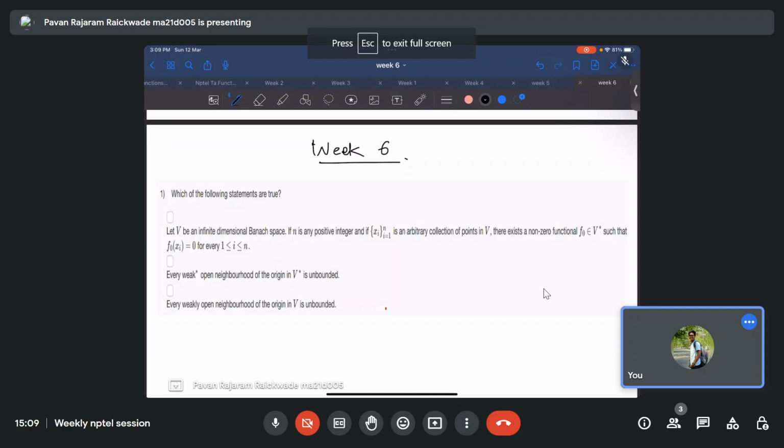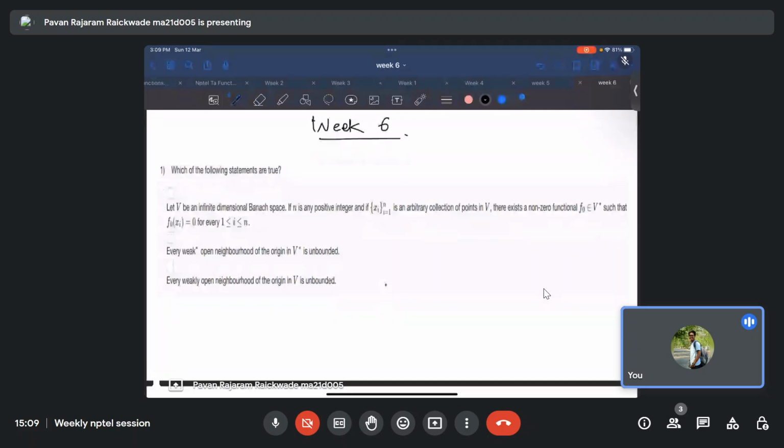V is an infinite dimensional space, and if n is any positive integer, then you collect some finitely many points, and there exists a non-zero functional f naught such that f naught at xi is 0 for every i going from 1 to n. So this is an application of the Hahn-Banach separation theorem. What we do is we create W to be the span of those xi's, and W is a finite dimensional subspace.